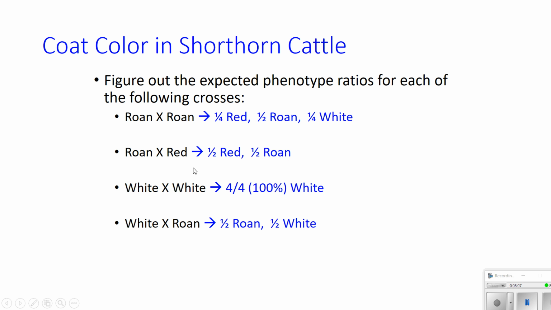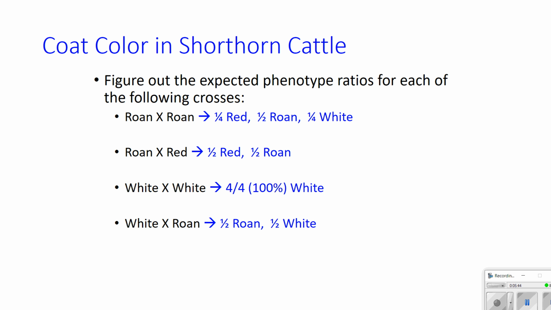Notice if I cross white with white, that's R'R' crossed with R'R'. So of course, all of the offspring have to be R'R', and therefore they all will be white. That's the only possible phenotype that could be produced. And then the last one, white, R'R', crossed with roan, which is RR'. And you see that we would expect half of the offspring to be roan and half to be white.